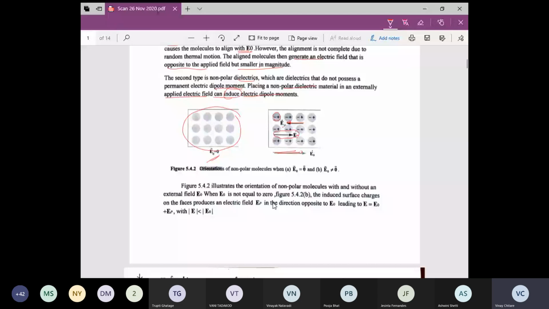Now you can treat this figure as having induced surface charges on the surfaces that produce an electric field E_P. I'm taking a case where you have a material, and when you apply an electric field it induces dipoles. You can see these dipoles are uniform: all of them have aligned in the same direction.